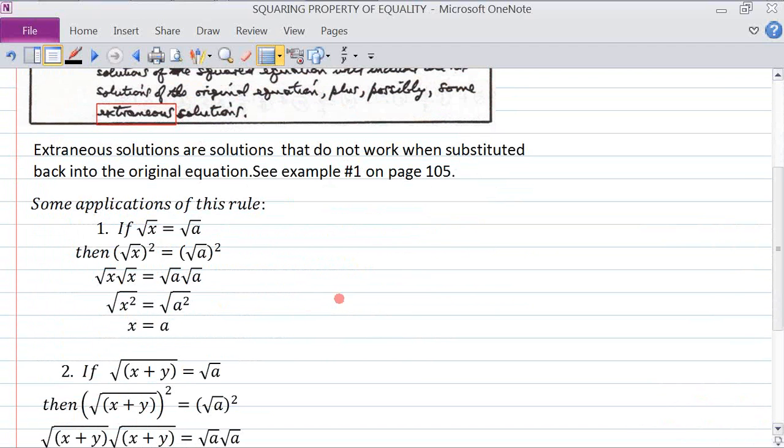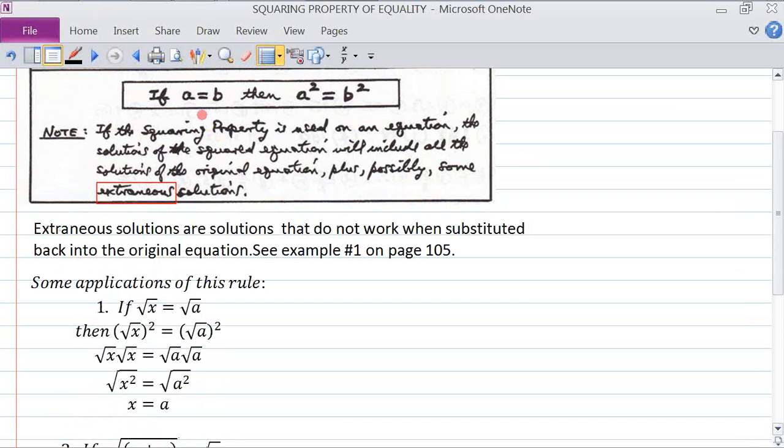So let's take a look at some applications of this rule that if A equals B, then A squared equals B squared. Let's say we have a variable x, square root of x equals square root of A. Then we square both sides. We square this side and we square that side, which is what we're doing over here. What does that mean? We're multiplying the root of x times the root of x. That means the root of x squared here. In the same way, the root of A squared means multiplying the root of A by itself.